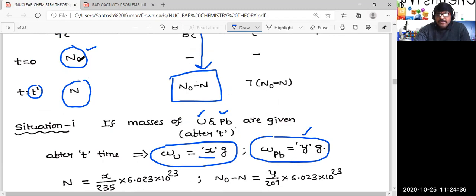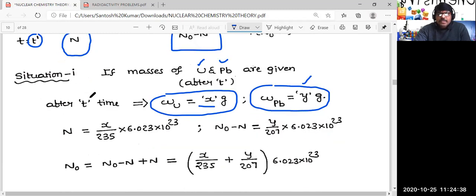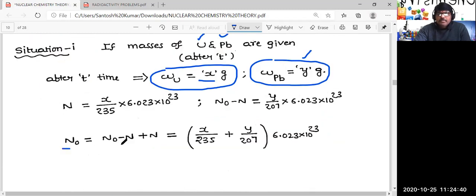Our requirement is N naught, and of course mathematically N naught can be written like this. N naught is equal to N naught minus N plus N. That means N gets cancelled, and you'll be getting N naught. So we are taking the summation of these two terms, N naught minus N plus N.